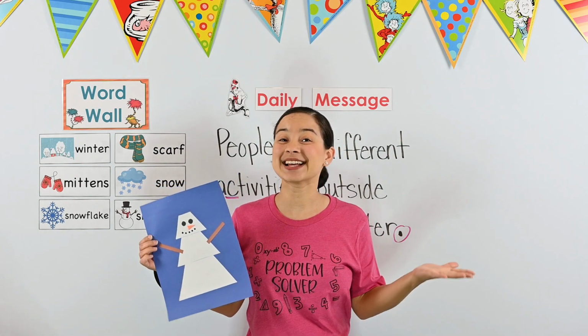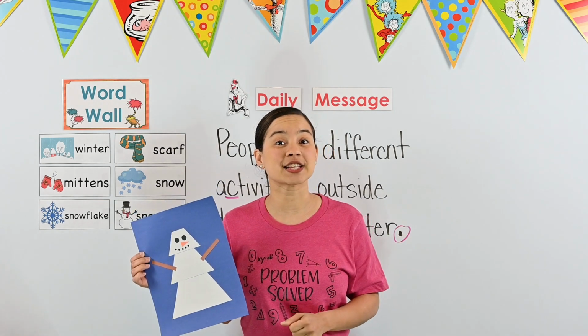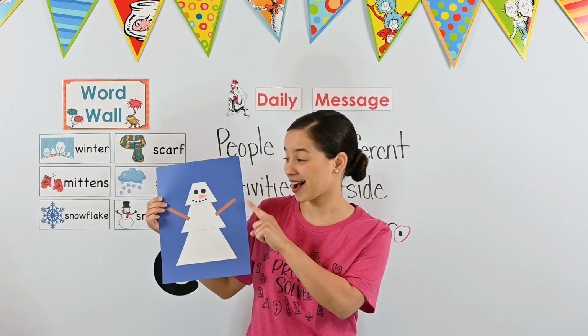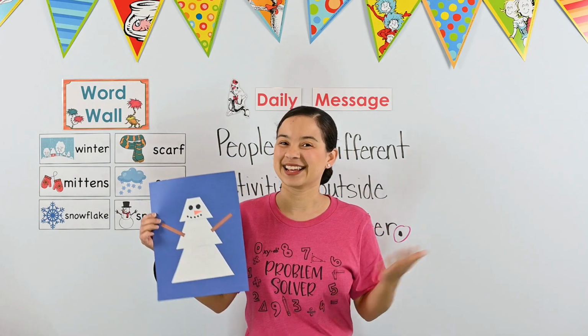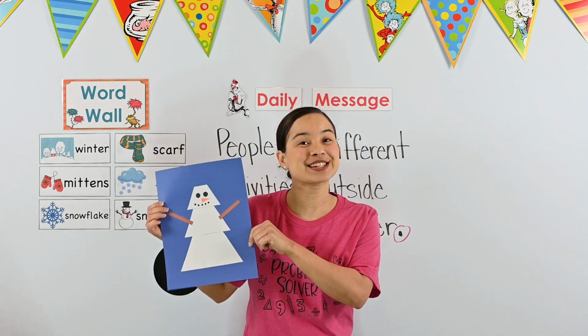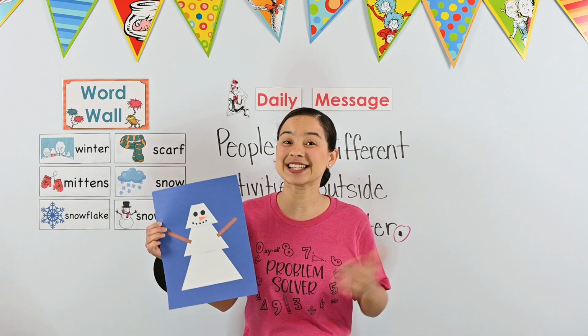Well, friends, that's it for circle time today. We talked about lots of different things that we can do outside during the winter. One thing we can do is make a snowman. And although we weren't outside making snowmen, we used different shapes to make snowmen inside. I hope you enjoyed today's lesson.